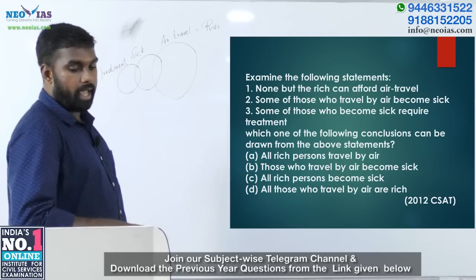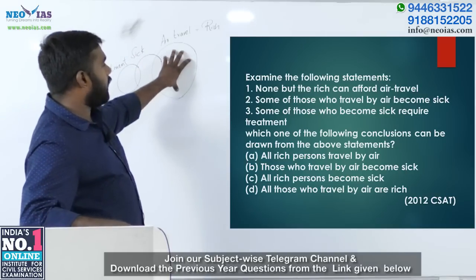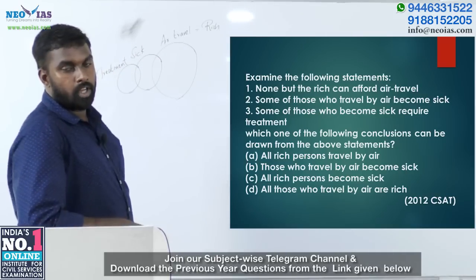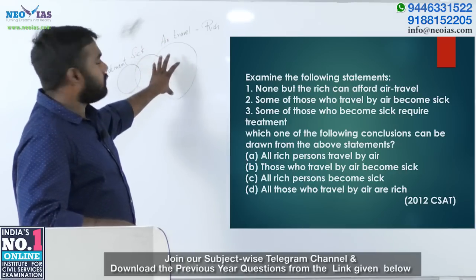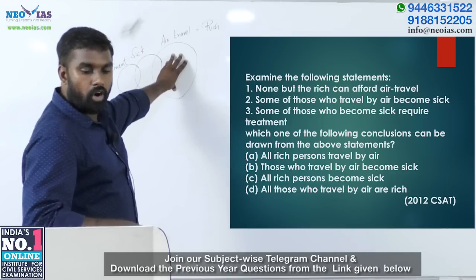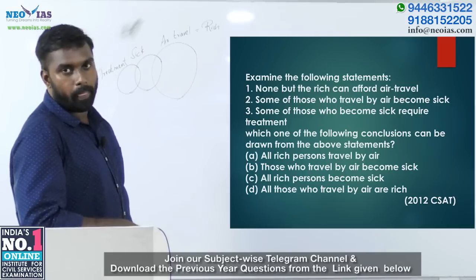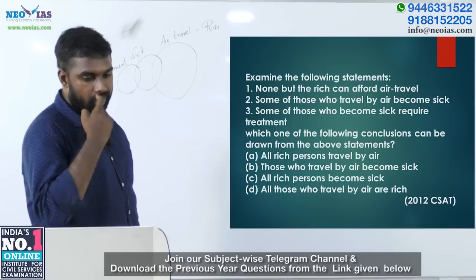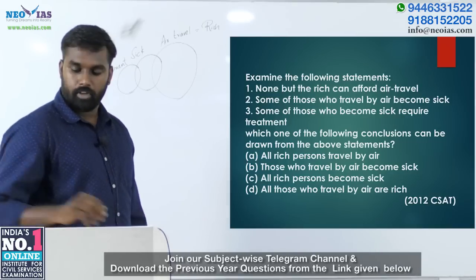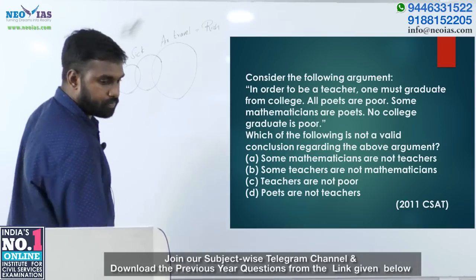All those who travel by air are rich. So to conclude this option D, we don't need these two statements. Only the first statement is more than enough to reach the conclusion. Okay. With this, we will move on to the next one.